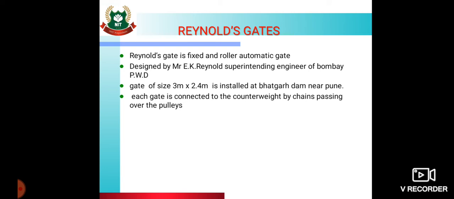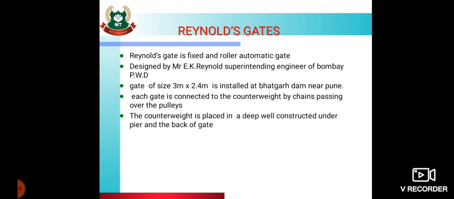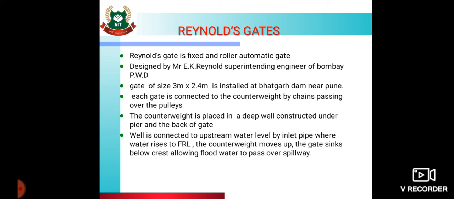Each gate is connected to the counterweight by chains passing over the pulleys. The counterweight is placed in a deep well constructed under the pier at the back of the gate. The well is connected to the upstream water by an inlet pipe, where water rises to full reservoir level. The counterweight will move up, and the gate sinks below the crest, allowing flood water to pass over the spillway.